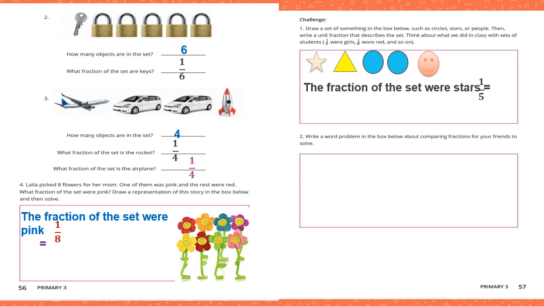Number 2, write a word problem in the box below about comparing fractions. You can do it by yourself. It's very easy. You can write as we did before. If we have one pizza and we divide it between 3 persons, and if we have another pizza and we divide it among 6 persons, so a third will be greater than a sixth. You can do it, okay?